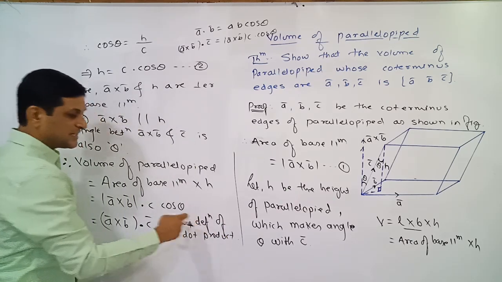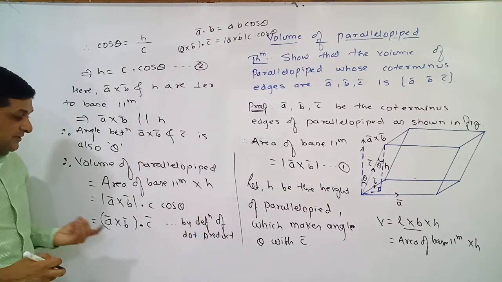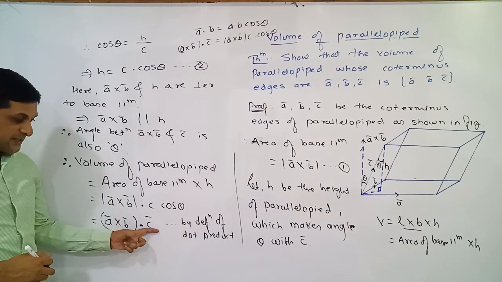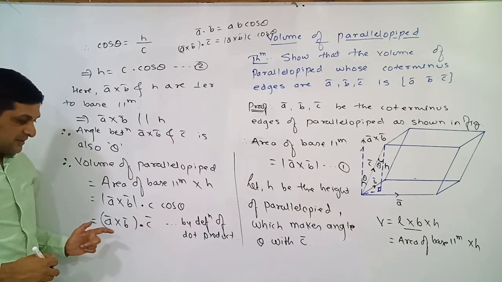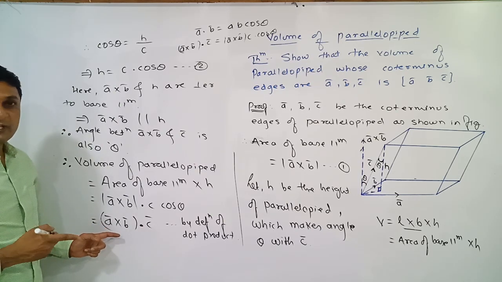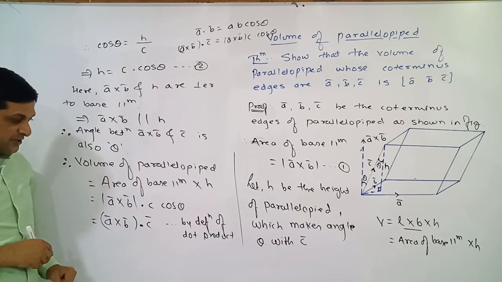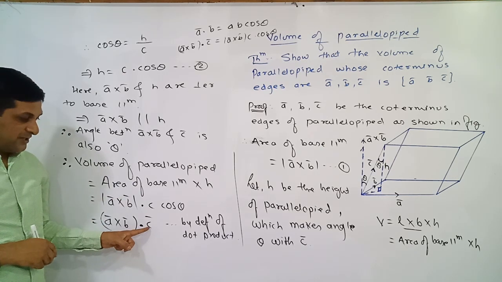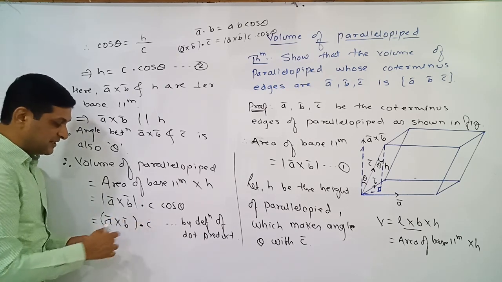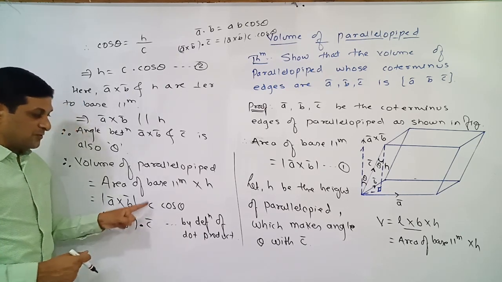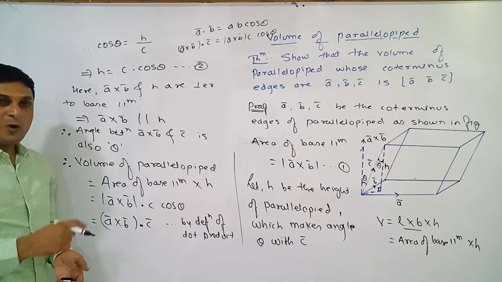We have got this result applying the definition of dot product. According to the definition of dot product, we have taken the dot product of two vectors. Now according to the definition, the first term should be the magnitude of the first vector, which is A bar cross B bar. Yes, here its magnitude is there. The second term should be the magnitude of the second vector. What is the second vector here? C bar. So its magnitude will be equal to C into cos theta.